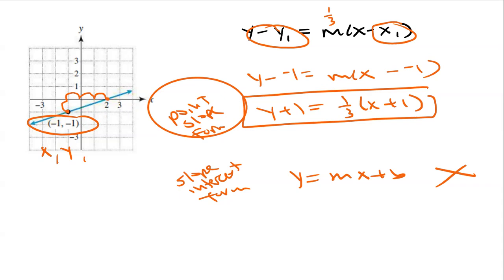And then y, two negatives, right? X1 is -1 and y1 is -1. So two negatives here make a positive. So you have y plus 1, and then you have 1/3 times x plus 1. And then that's it. That's our answer.